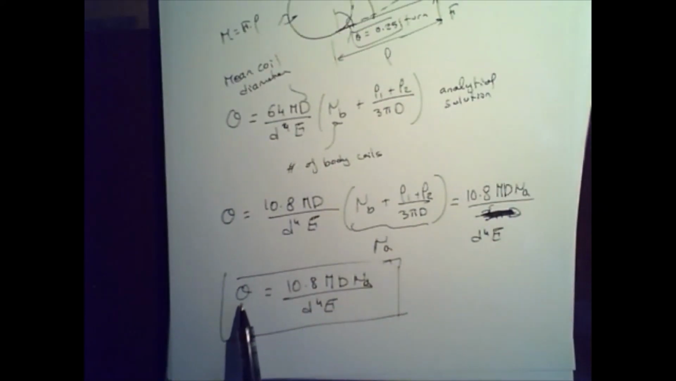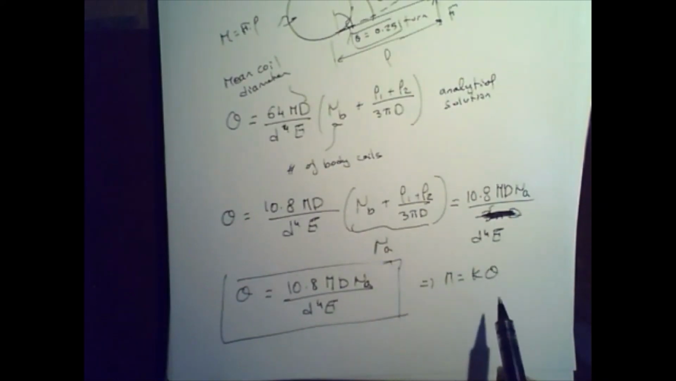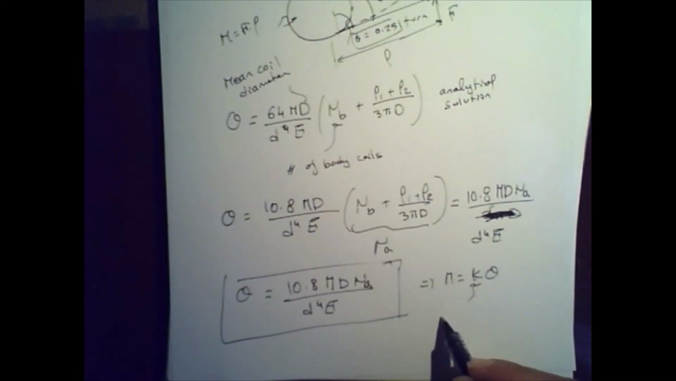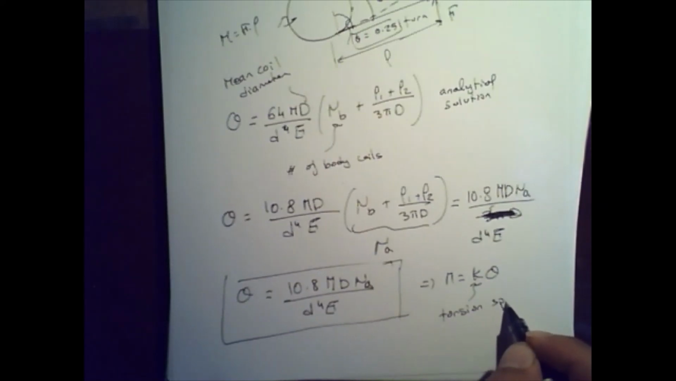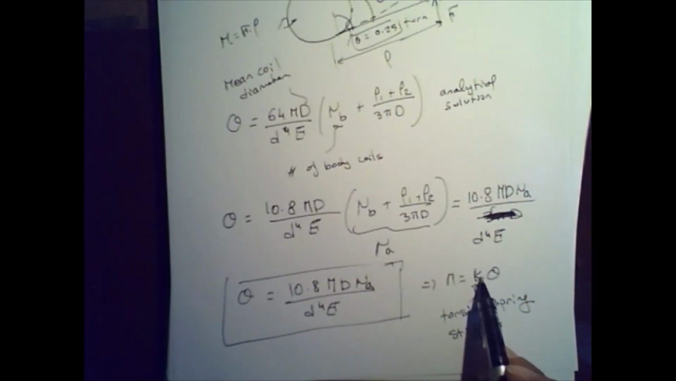Okay, now that I have a relationship between theta and the moment, we know that M is going to be equal to K times theta, right? Where K is going to be your stiffness, the torsion spring stiffness. And simply K is going to be equal to M over theta, right? So I can use that relationship and then I can pull K.